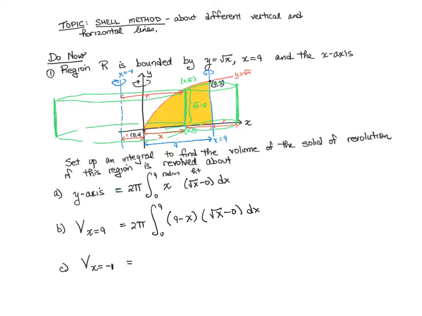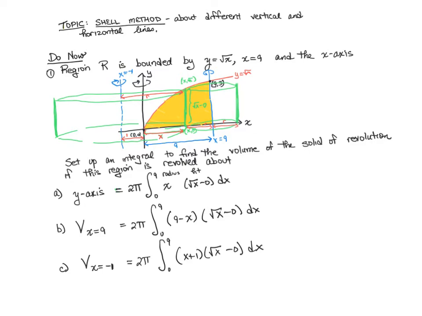So let's write it down. 2 pi, the definite integral from 0 to 9 of x plus 1 times the square root of x minus 0. And that would set up the integrals if we're going around vertical lines that are not the y-axis.